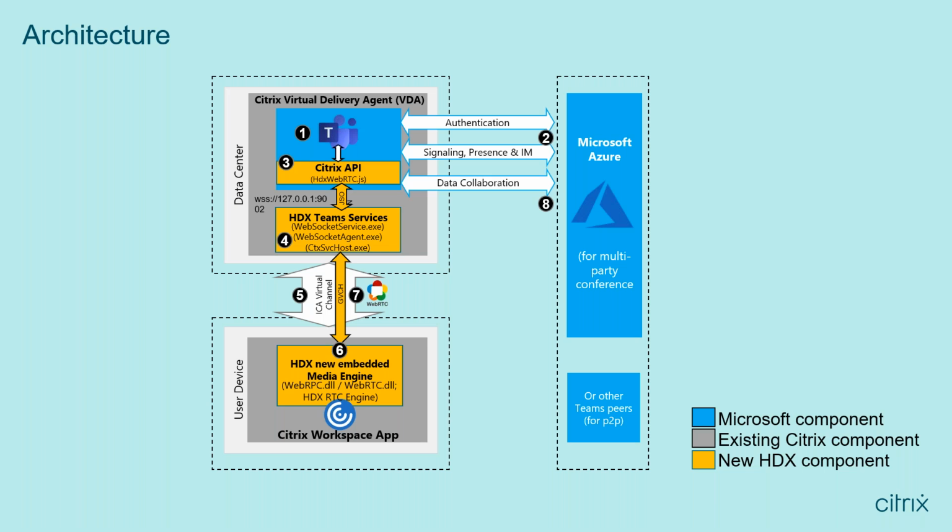What's important to know is that signaling, presence, instant messaging, and data collaboration are still happening between the VDA and Azure. So this is not handled by the endpoint, but as soon as it's switching to audio, video, and screen sharing, the endpoint itself makes a connection to other Teams peers or to Azure if it's a multi-party conference, and it's running directly on the endpoint. It gives the user much more flexibility and makes it much easier.